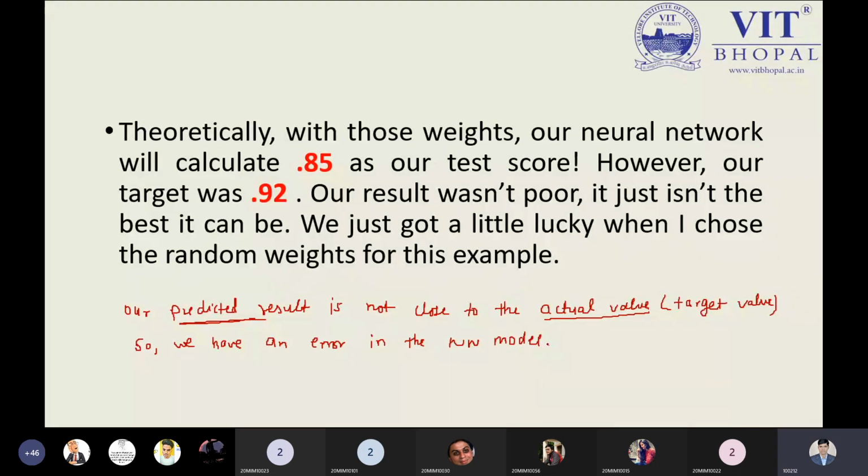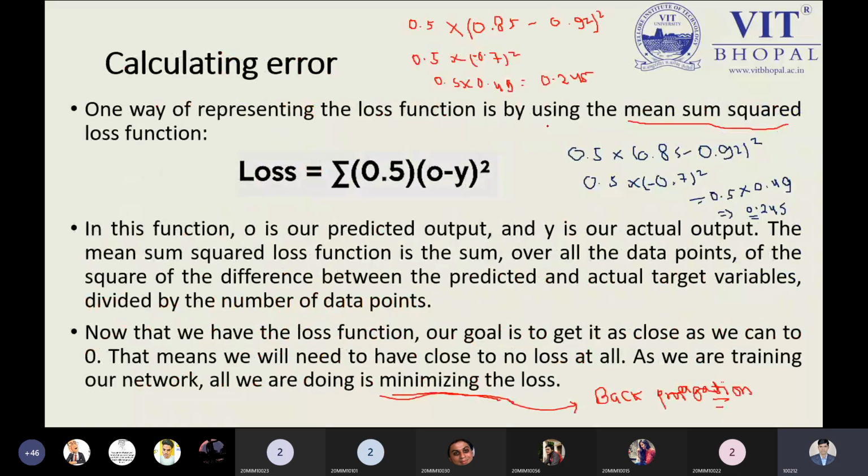So what is the formula by which we can calculate the error? Let us move to our important point. If you remember regression, what did we use there? MSE, that is mean square error. Predicted values minus our actual value, and we can use the summation function.